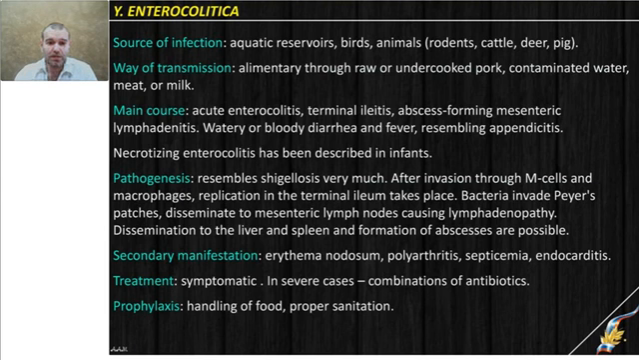enterocolitis. The bacteria are transmitted by contact with animals, rodents or cattle, aquatic reservoirs, and some birds can transmit the disease to humans. Again, usually humans become infected accidentally, and the disease is transmitted by raw or undercooked food, sometimes through contaminated water or milk.